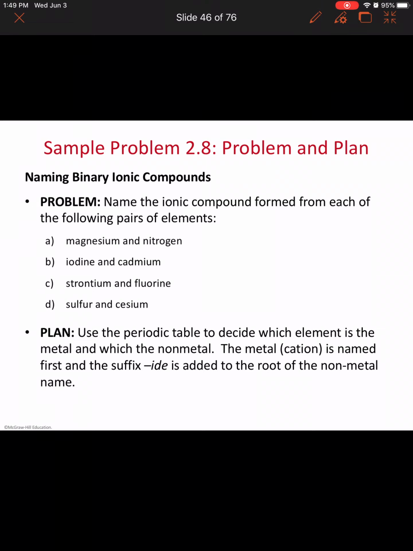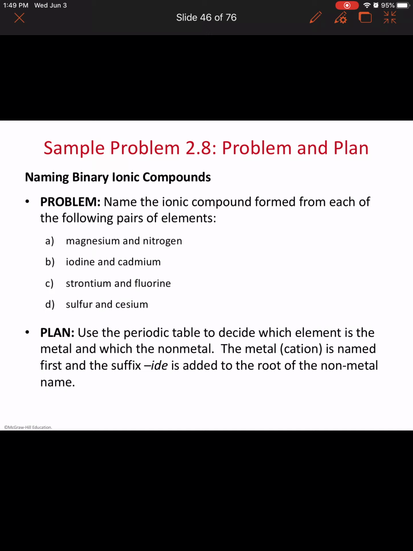Now name the ionic compound formed from each of the following pairs of elements. We're going to name them. Magnesium and nitrogen. So how do you name it? The first atom, which is your cation, you're going to keep as magnesium. And with the nitrogen, what would the nitrogen become? Nitrogen is a non-metal. It would become nitride. So that's going to be magnesium nitride.